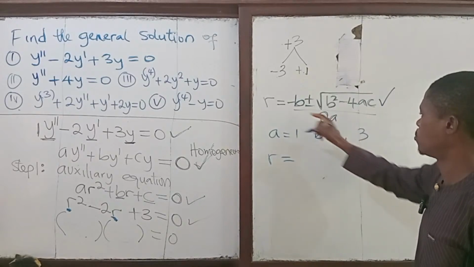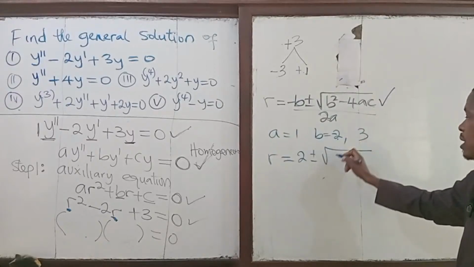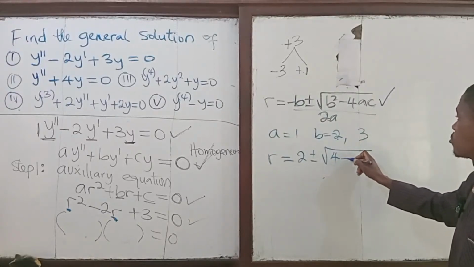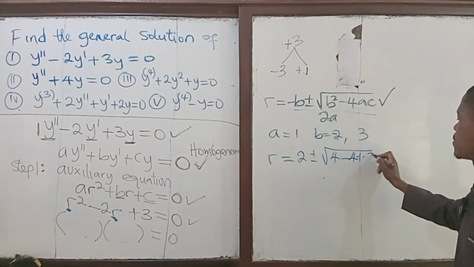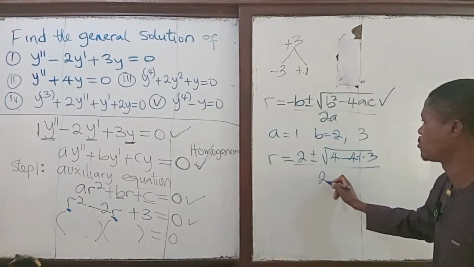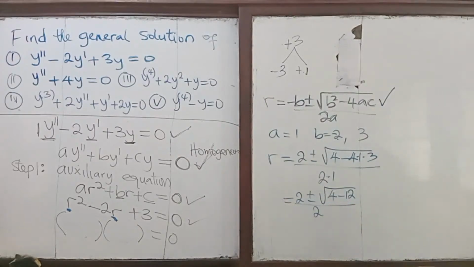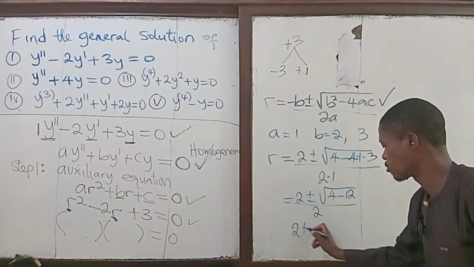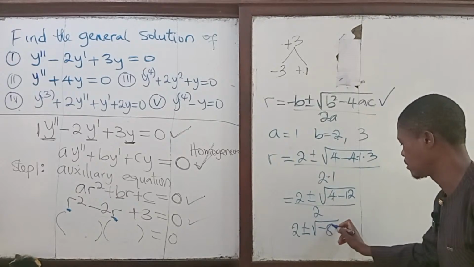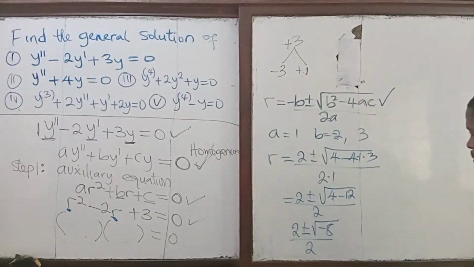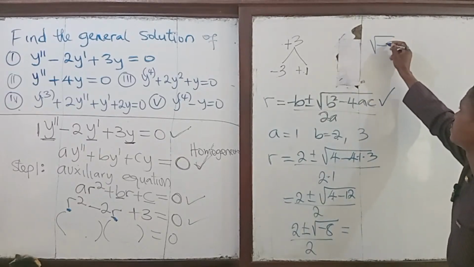This is minus 2. So minus minus, that's 2. Plus or minus. B squared, that's minus 2 squared. That's a 4. Now minus 4 times what? A is 1. Okay. And then C is 3 over 2 times 1 minus 12 over 2. Okay. And this will give us 2 plus or minus square root of 4 minus 8, that's minus 8, over 2. And then this will give us square root of minus 8.